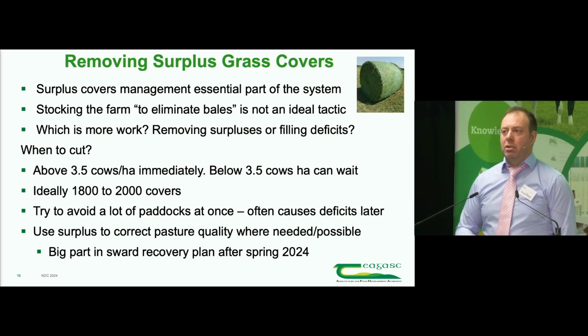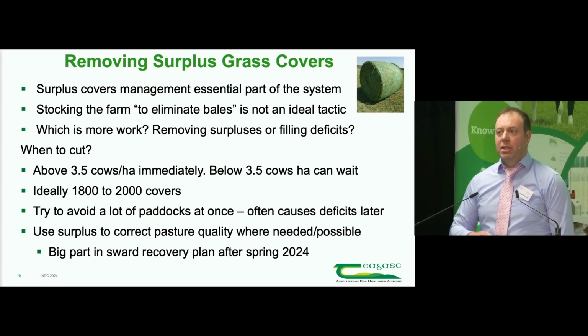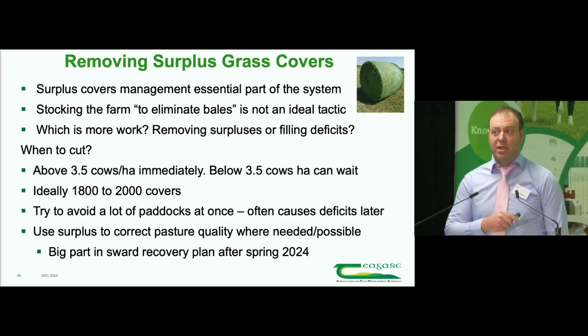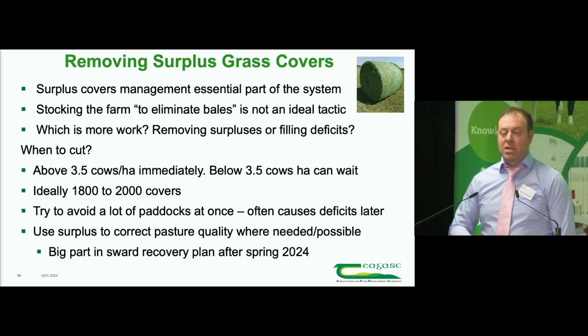So I suppose then the ins and outs around that, when do you cut the bales? Some people let them build and so on. I suppose in my head, if you're above 3.5 cows to the hectare on that given week and you see a surplus, you take it straight away. If you're below that level, you can wait for a couple of days, make sure you're okay, and then you whip it out. But it really comes back to what Michael said about the frequency of doing your covers. If you're doing it very often, you see the surpluses quickly, you whip them out, it's not a big deal.